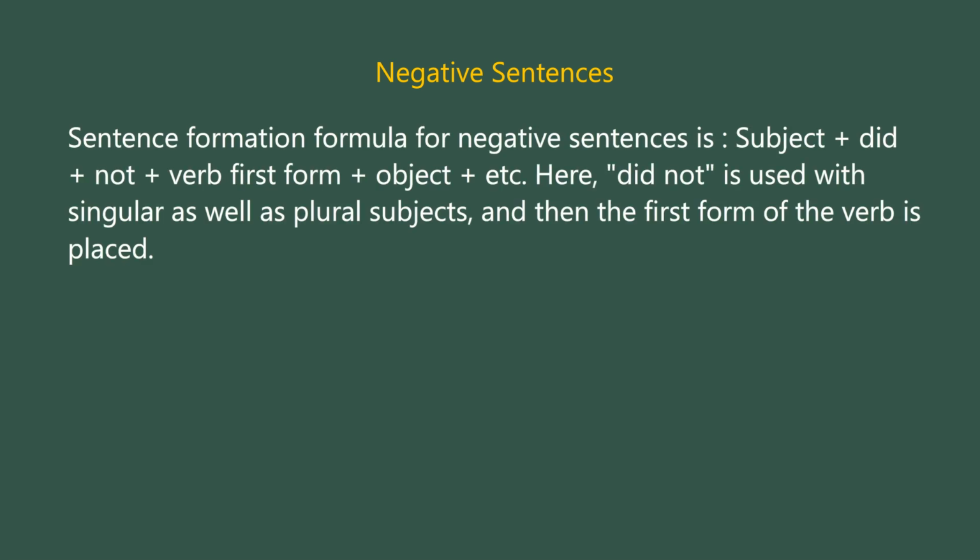Negative sentences. The sentence formation formula for negative sentences is subject plus did plus not plus verb first form plus object plus etc. Here, did not is used with singular as well as plural objects. And then the first form of the verb is placed, like, I did not write the book.